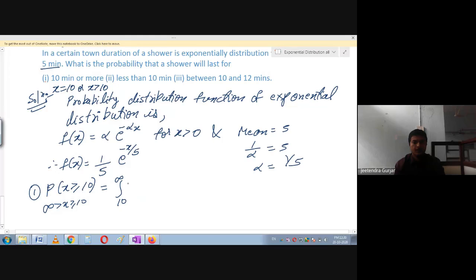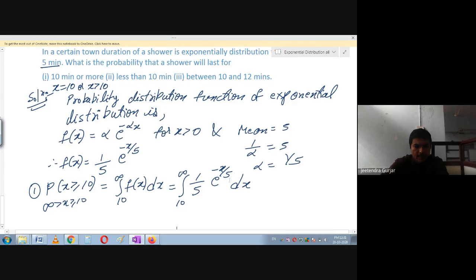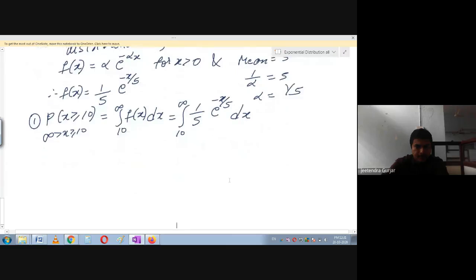Wait, I'll substitute f of x dx first. Even you can solve like this one. So I'm going to solve like this only now. So it is 1 upon 5 e raised to minus x upon 5 dx. But you remember that in the calculator, I think you cannot substitute this value.